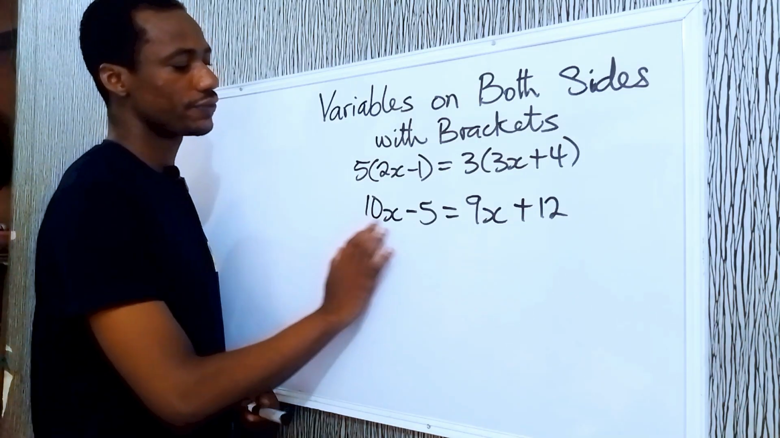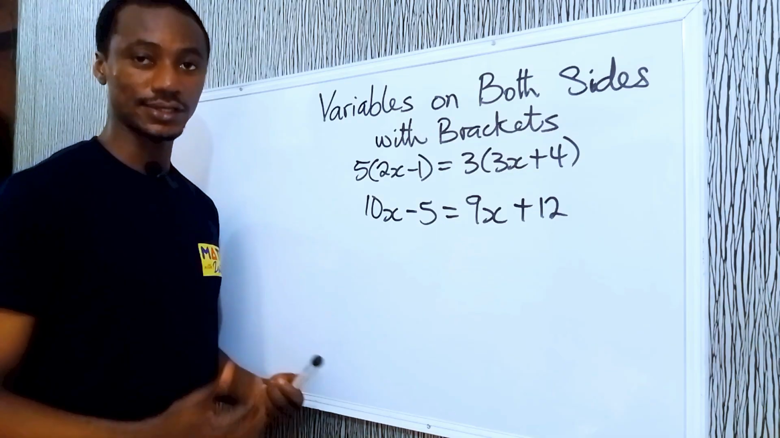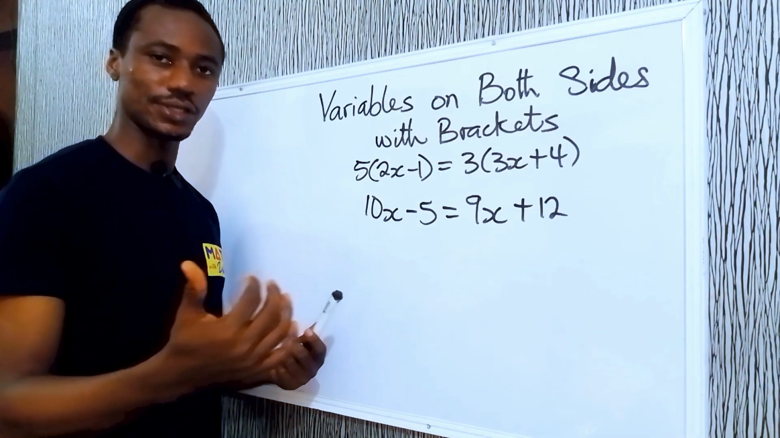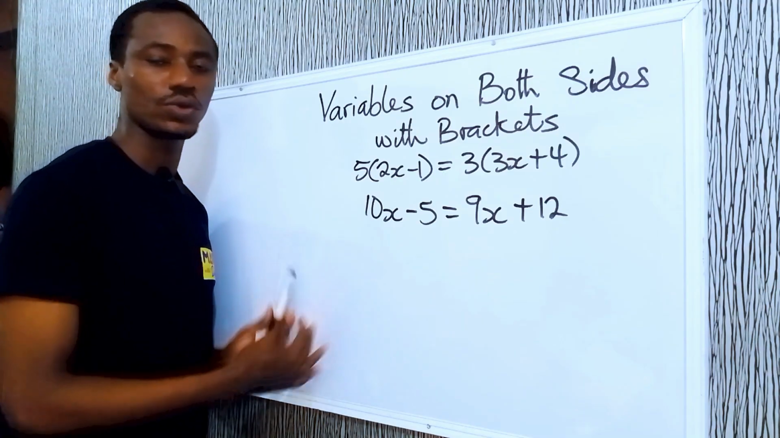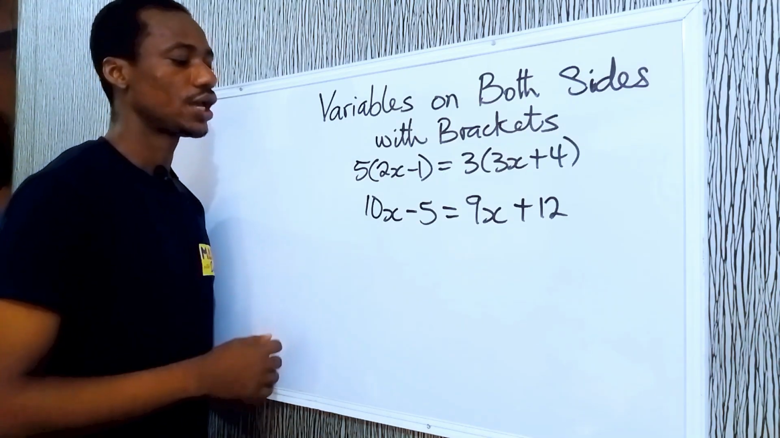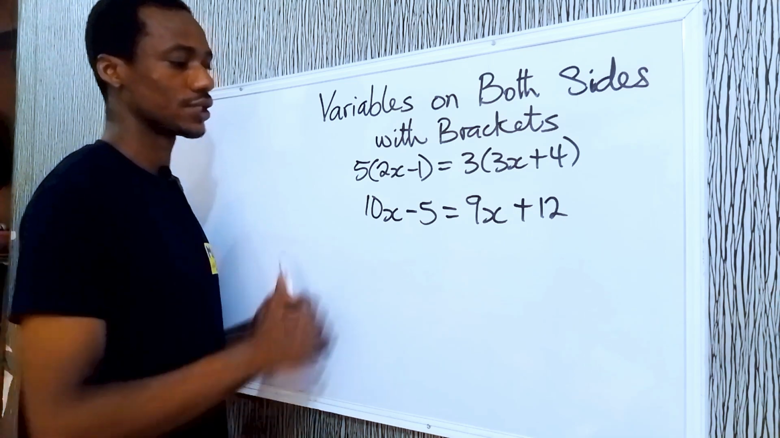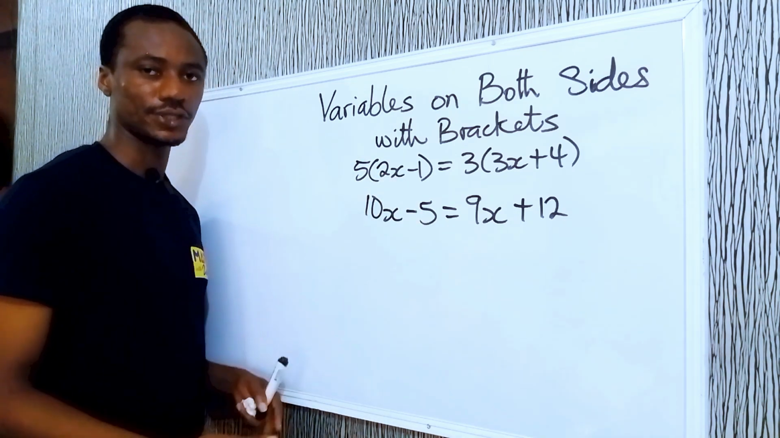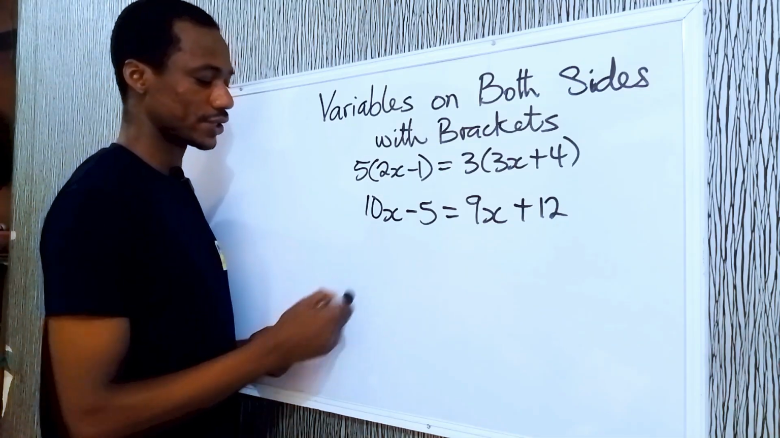Good. So now that we've cleared the brackets, the next is for us to collect the like terms. We collect the terms that have the x on one side of the equation, and then the terms without the x, that's the constants, we take them to the other side of the equation. So here, let's bring all the x to the left-hand side.